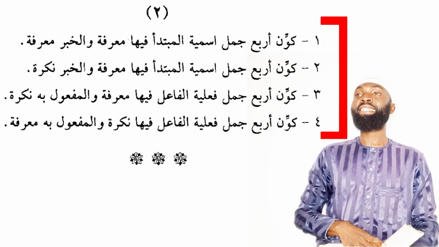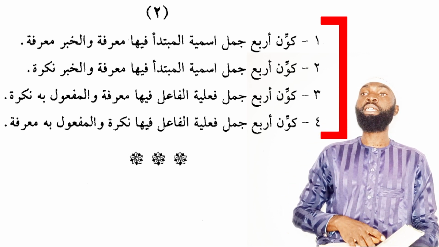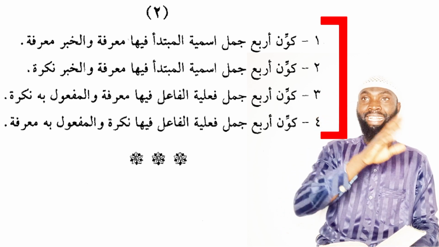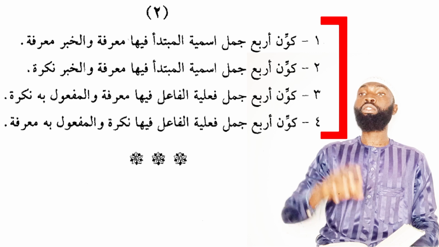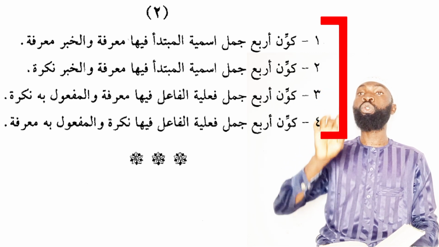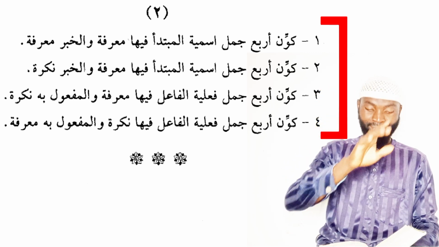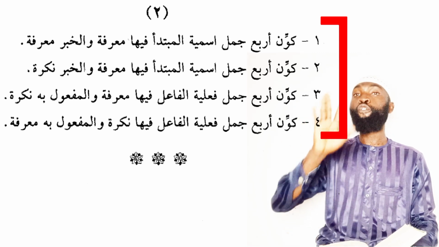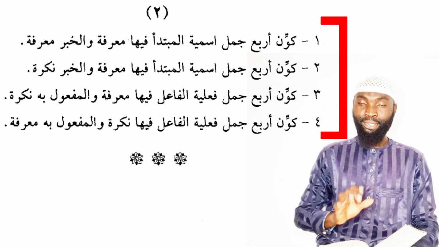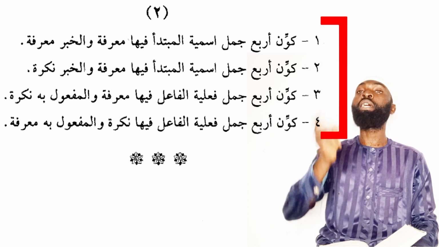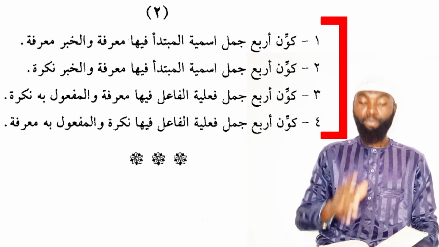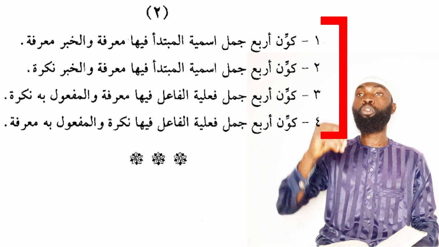Fourth I can say Shatamal waladu ustadan. And lastly I can say Daraba shurutiyyu mujriman. Lastly, it says Kawin arba'a jumalin fi'liyatin. Form 4 verbal sentences also. Al-fa'ilu fiha nakira. The subject should be indefinite. Wal maf'ulu bihi ma'rifa. And the object should be definite.